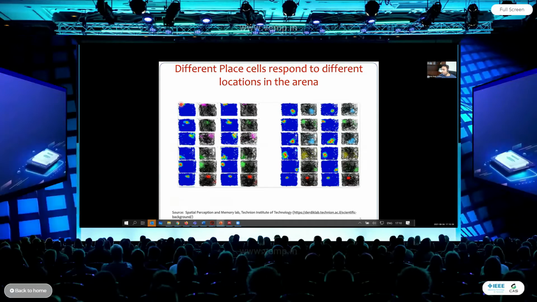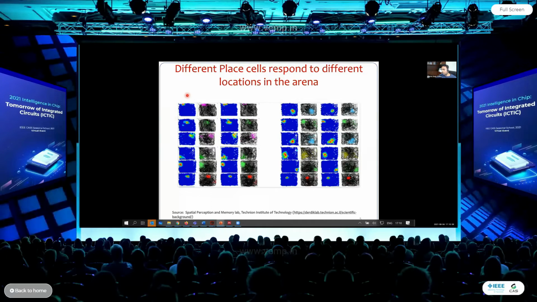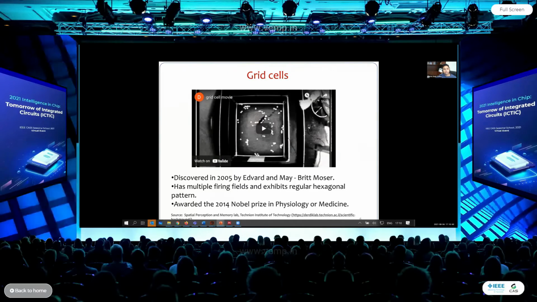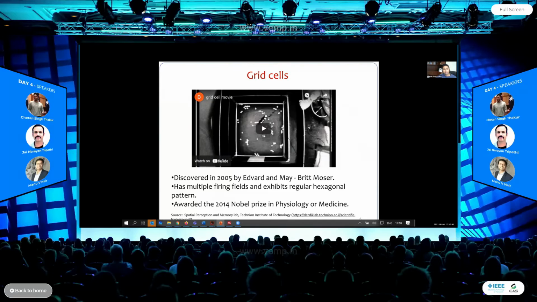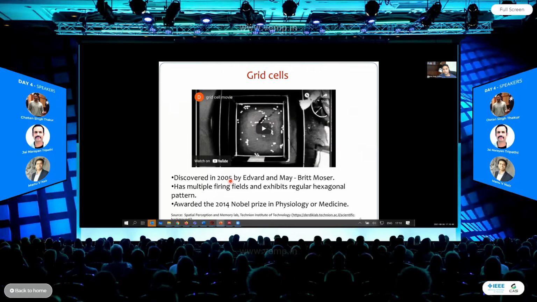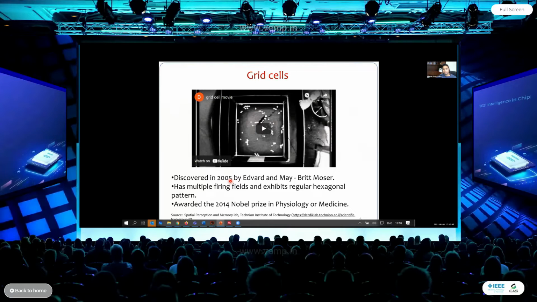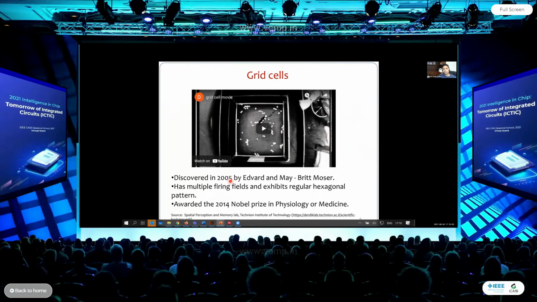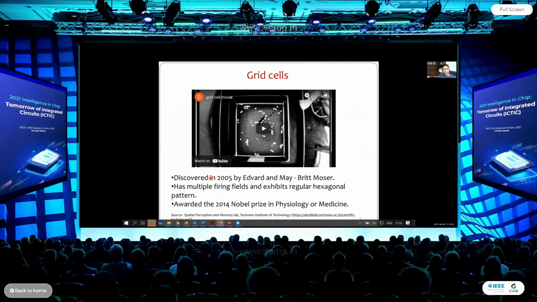The next is the grid cell, which is another important neuron present in the entorhinal cortex. It is a very recent discovery by the Moser couple, Edvard Moser and May-Britt Moser, at the Center for Biology of Memory in Norway.